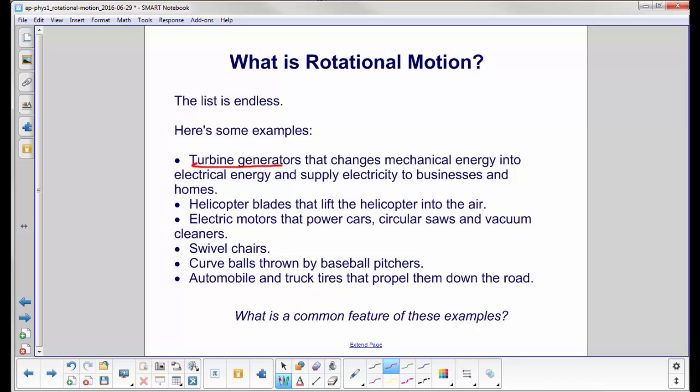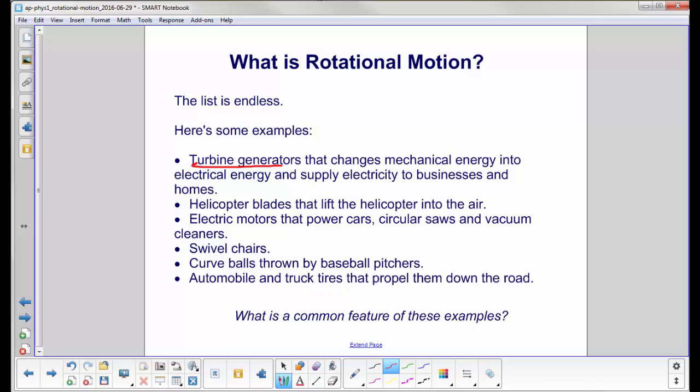Helicopter blades rotate. They lift the helicopter into the air. Electric motors can power electric cars, circular saws, and vacuum cleaners. Something as simple as a swivel chair: if you're sitting in a chair and you spin, that's rotational motion. Curveballs: baseball pitchers throw curves. They move, they rotate. Automobile and truck tires propel cars and trucks down the road.